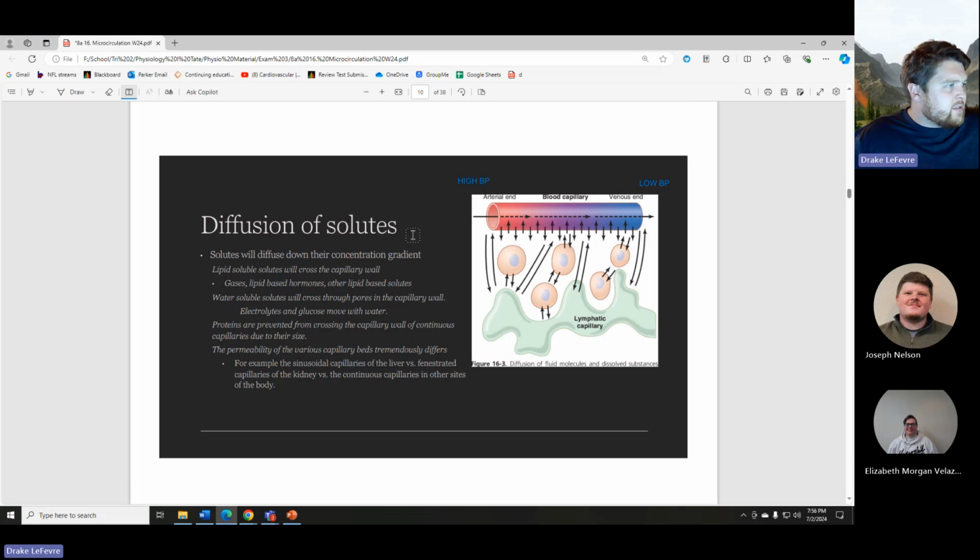So the diffusion of solutes, you remember diffusion. When we talk about diffusion, diffusion is the movement of the stuff that's mixed into the water, typically from an area of high concentration to low concentration. So the solutes will diffuse down their concentration gradient. That is from high concentration to low concentration.